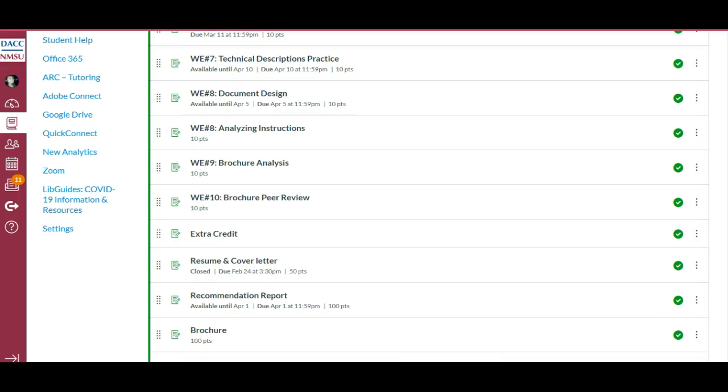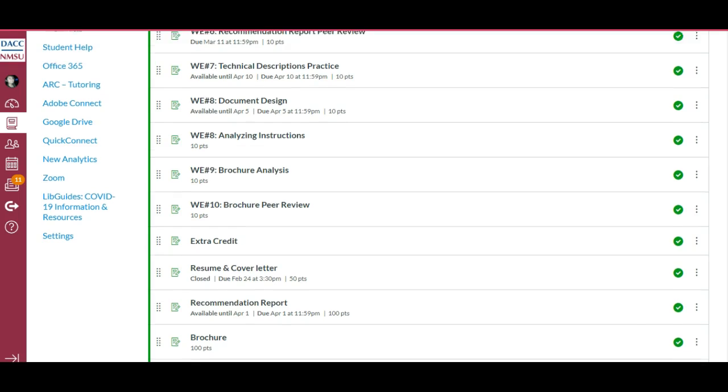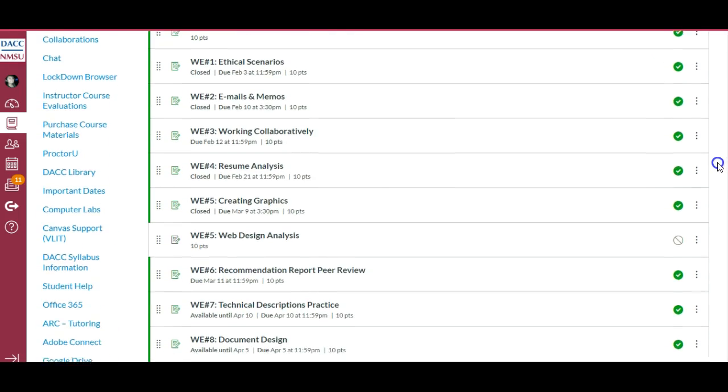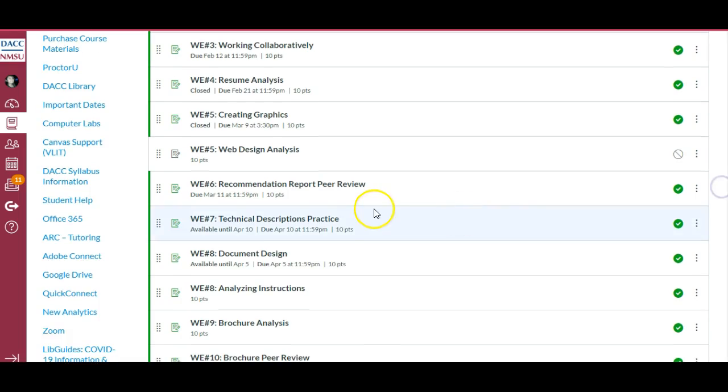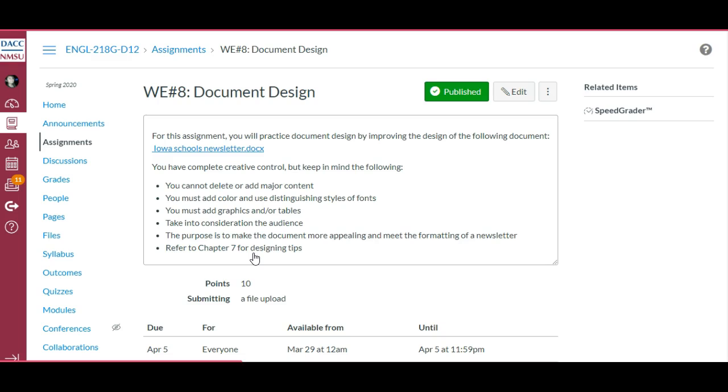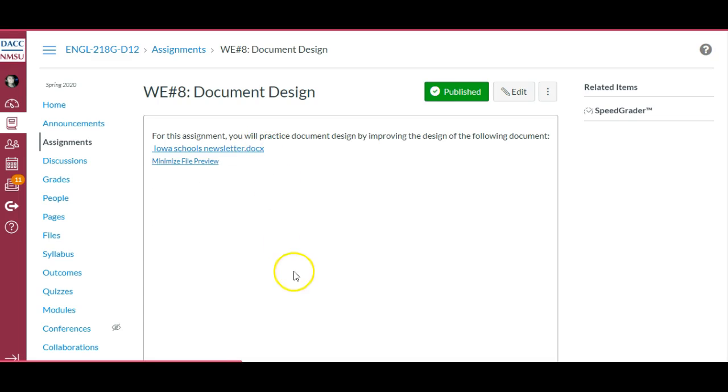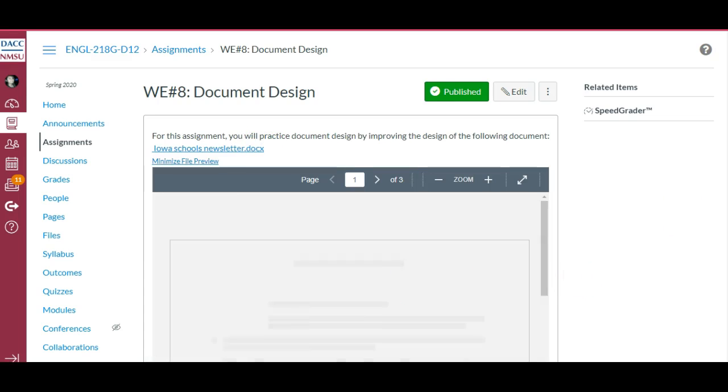So writing exercise number 8, if we look right here, was supposed to be the peer review for the technical description. So what I did instead was I went ahead and did a document design assignment that I've used before in other English 218 classes. Basically with this assignment, all you have to do is click on the newsletter and then edit it to improve the design.